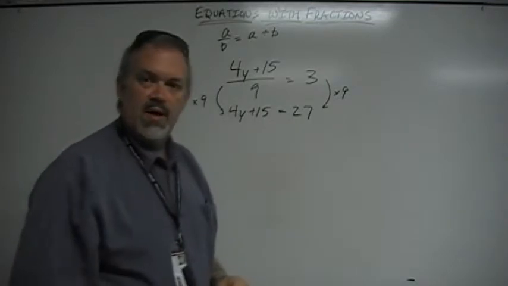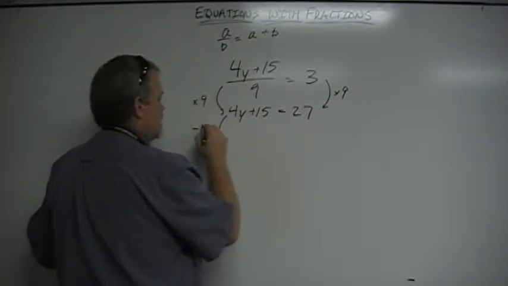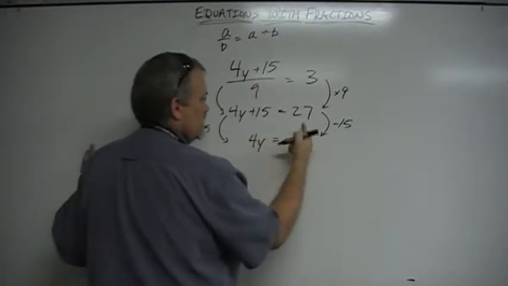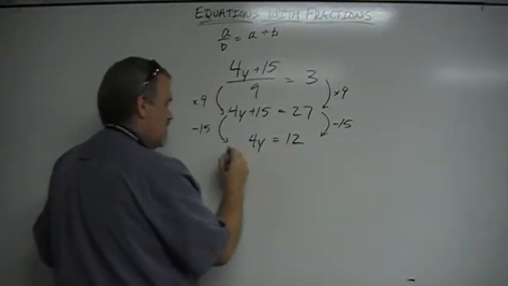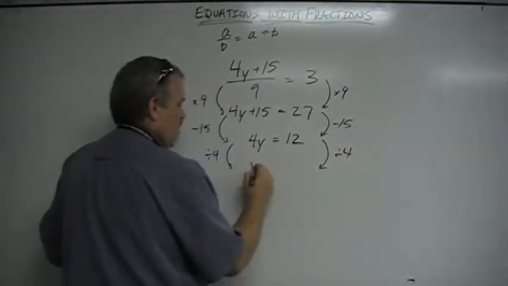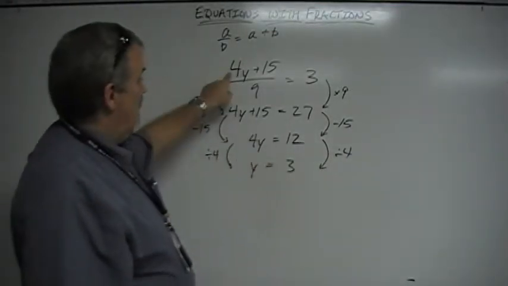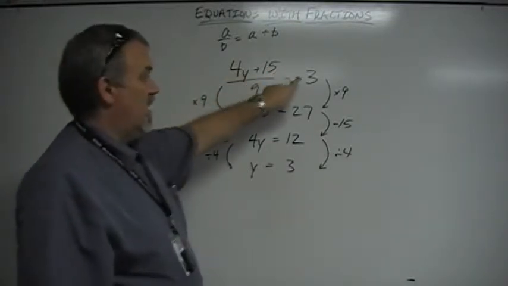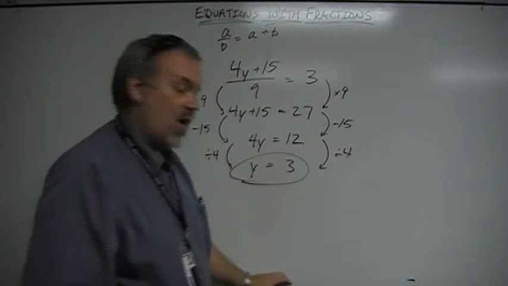And then we can solve the problem just like we normally would, which we'll go ahead and do. We get rid of the addition first. So we minus 15, which leaves me with 4y is equal to 27 minus 15 is 12. Again, we multiply here by 4, so to get rid of that, we divide by 4, both sides. And we're left with y is equal to 12 divided by 4 is 3. When we put our 3 back into the top, 4 times 3 is 12, plus 15 is 27, divided by 9 is 3. So we've done our problem correctly. Circle our answer at the end, so it's easy to find.